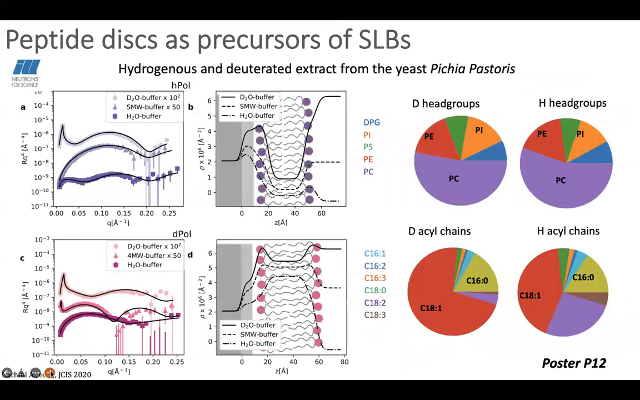We then decided to go to an even more complicated level, and in collaboration with ILL, we tested hydrogenous and deuterated phospholipid extracts, which were produced from the yeast Pichia pastoris. On the right side here, you can see that these mixtures are composed of quite a large variety of both head groups and different acyl chains. Despite the complexity of this phospholipid mixture, we could still prepare our peptide disk, and the data you can see here show the successful formation of bilayers, both with the hydrogenous and the deuterated mixture.